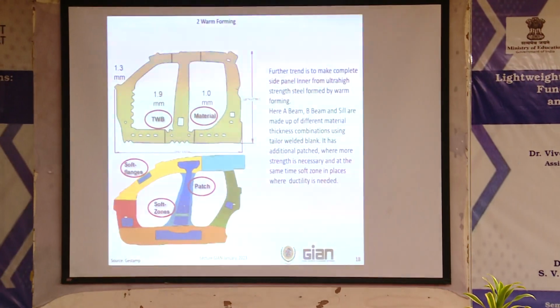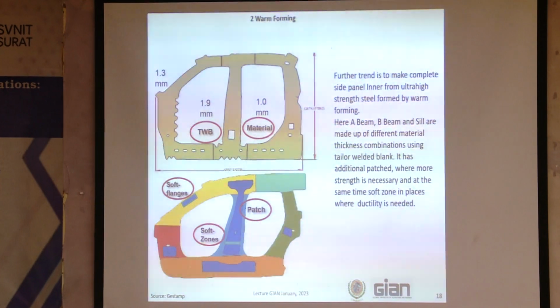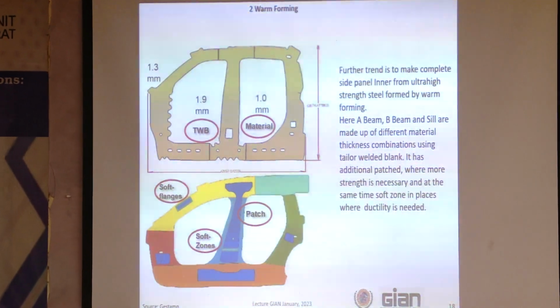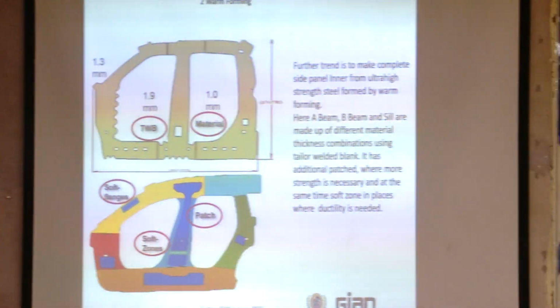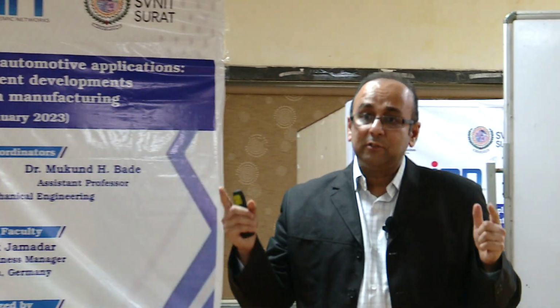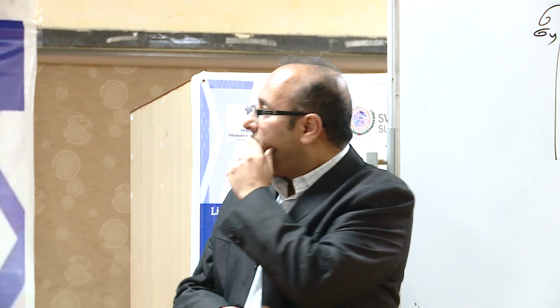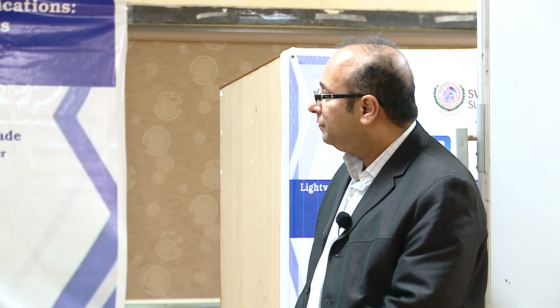Then came the thing, tailor welded blank. Tailor welded blank was basically something like a 30 years old technology, where you join different sheet thicknesses by laser welding. And you can give a different thickness. And then you can give different kinds of material, strength. Even you can join different kinds of material also. So then the second thing came: from 1.9, I could say here I need 1.3, here I need 1 millimeter, in between 1.5. The part was optimized.